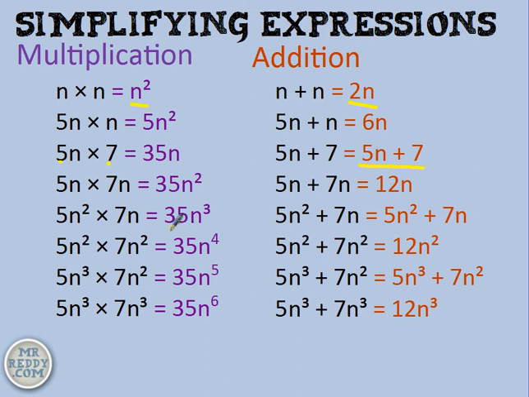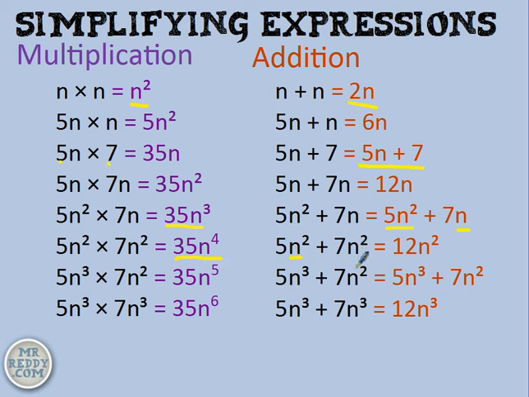Here when you multiply you can get them all into one term, you get 35n cubed. But here when you try adding them you've got an n squared plus an n, and they don't add together. So you keep them separate, and this is as simple as it gets. Okay, we've seen how we get 35n to the power 4.